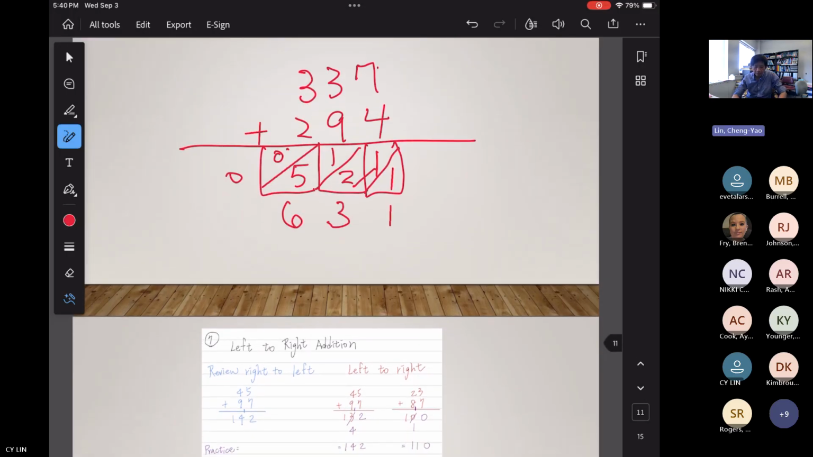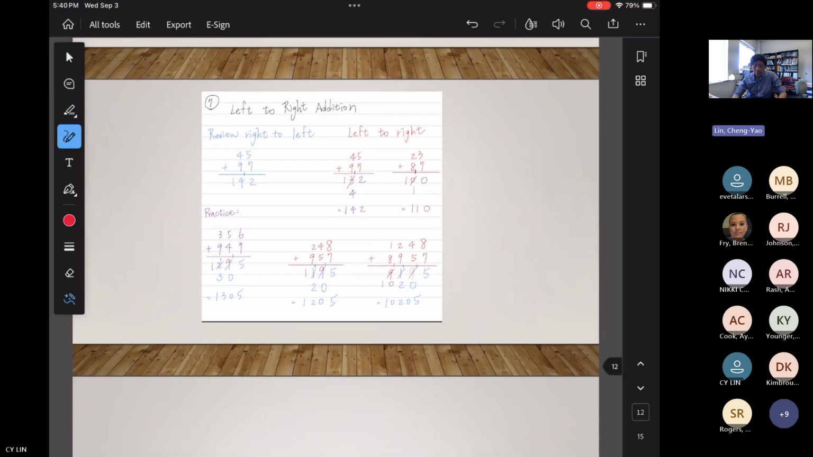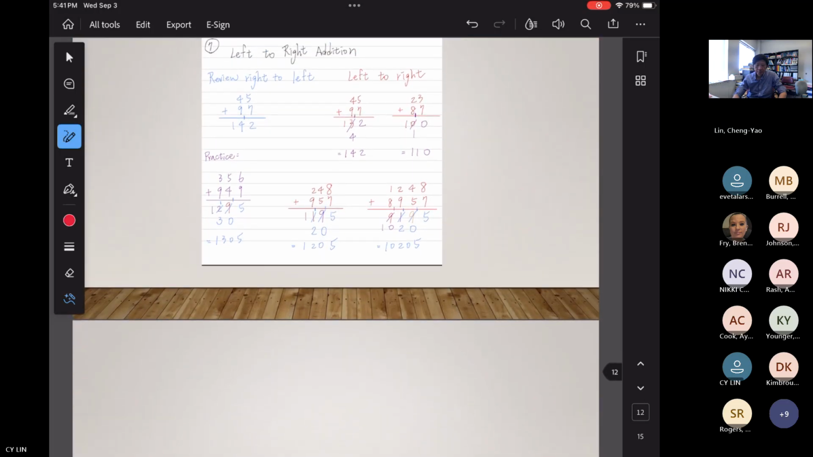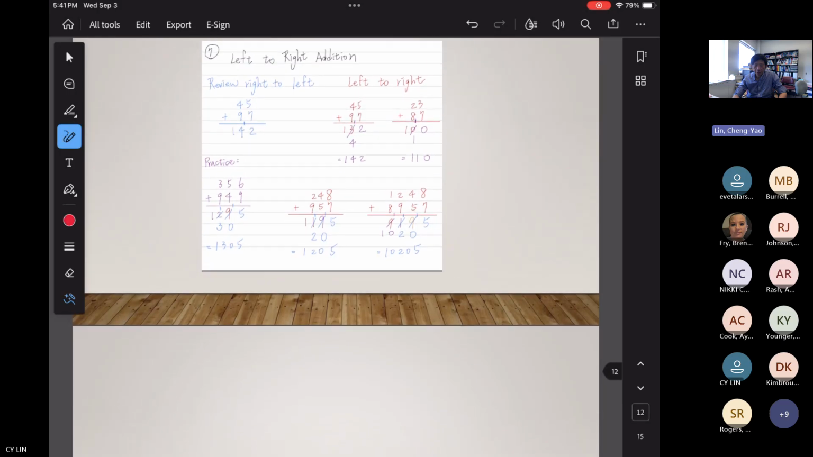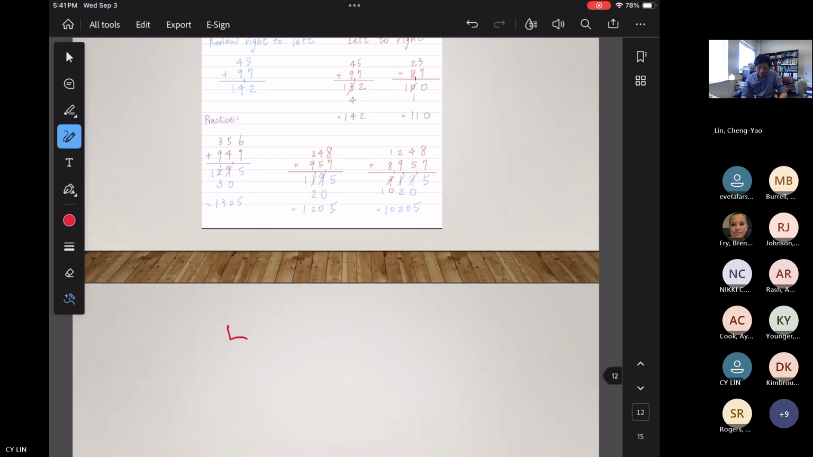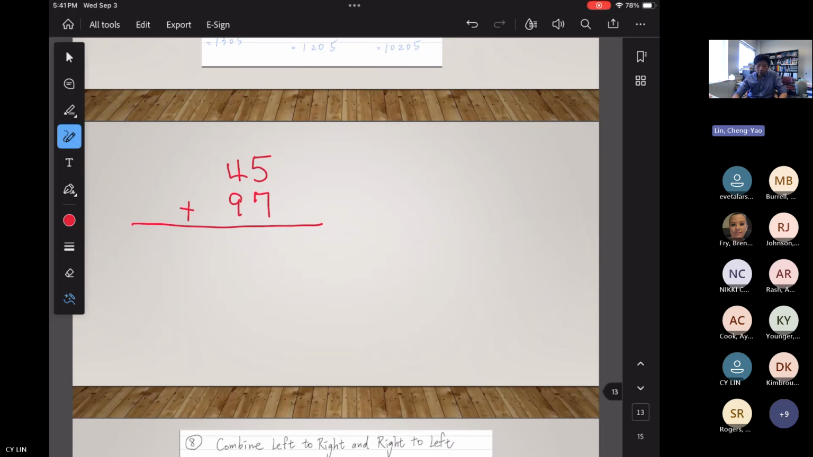Next one, left to right. Oh, let's do right to left first. Okay, this is a traditional US classroom algorithm. And then we will say this is from right to left. So from right to left.